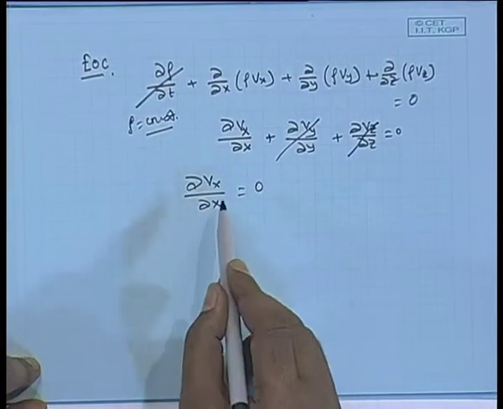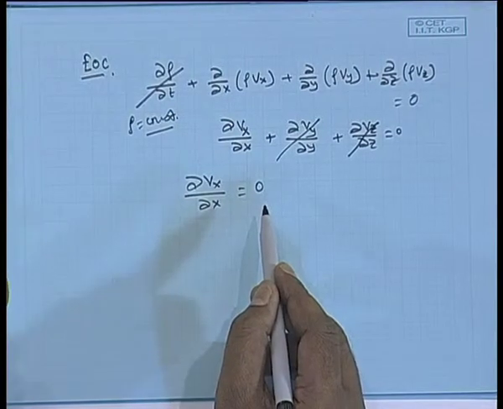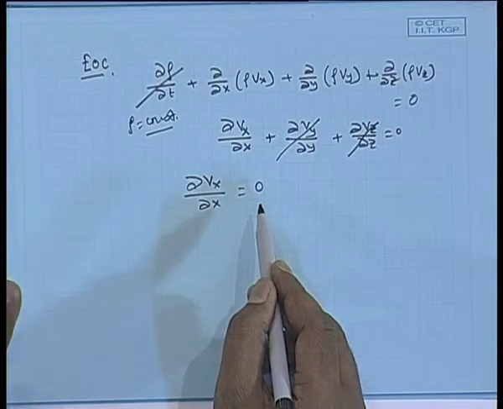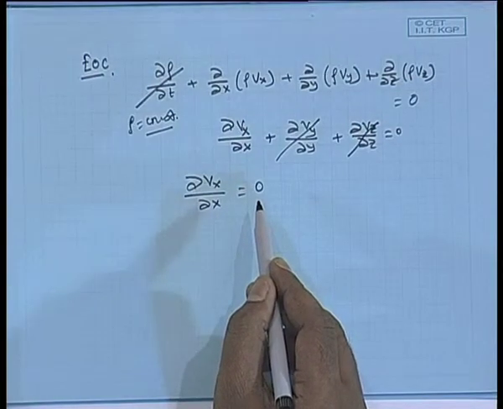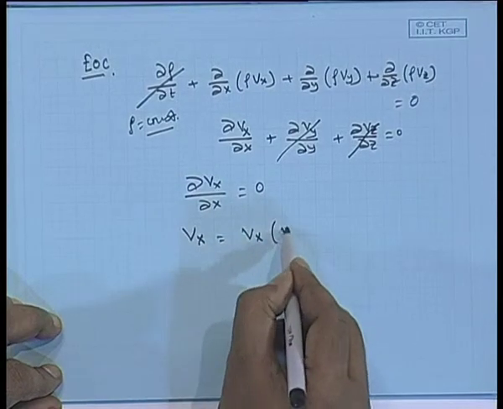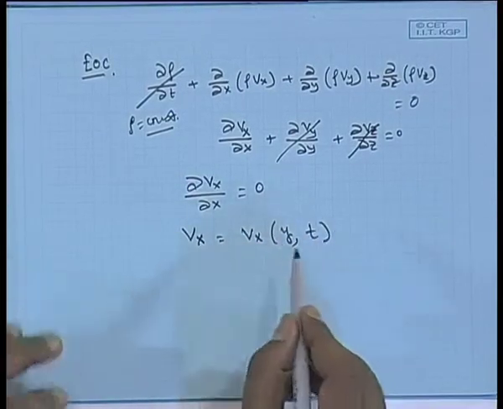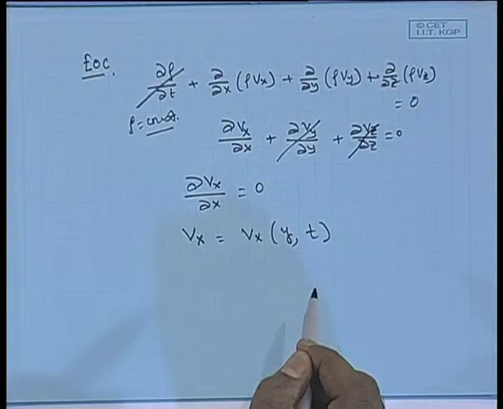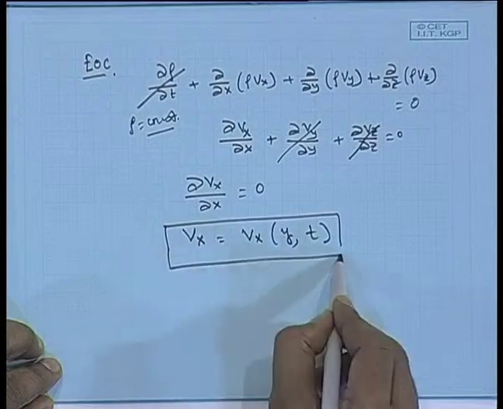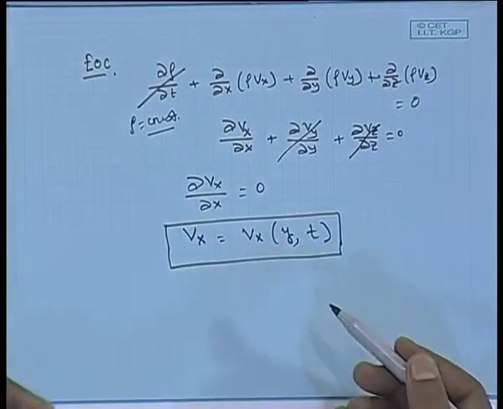That means the x component velocity will not be a function of x, but in general it will be a function of y and t and z as well. But since the z dimension is too long, there is no variation in the z direction. So, definitely Vx will be a function of y and t. So, it is basically a two dimensional problem, right.